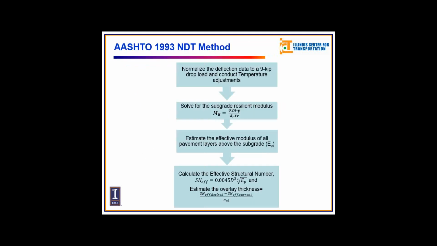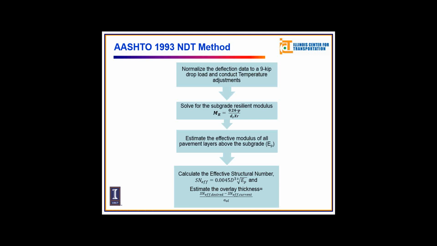So here is a flowchart that shows how the AASHTO 1993 NDT method works. I'm sure a lot of you already know about it. Just to refresh your memory, we need the deflection data, just the center deflection, and we'll normalize that to a 9,000-pound drop load, and we'll conduct temperature adjustment. Then we'll calculate the subgrade resilient modulus using this equation, and estimate the effective modulus of all pavement layers above the subgrade using some other equations.